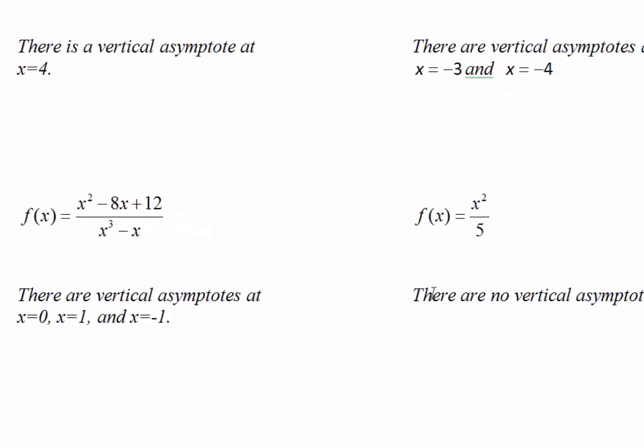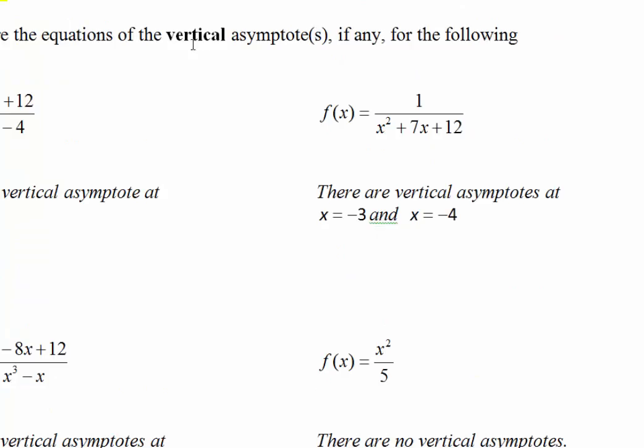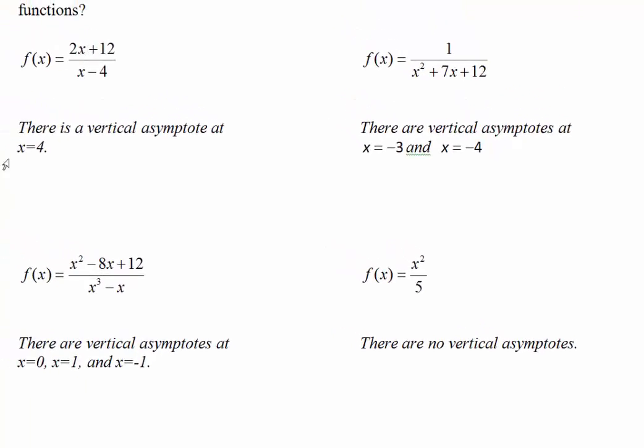And then the last function. The domain for this x squared over 5 was all real numbers. So the equation of the vertical asymptote, well, there are no vertical asymptotes. If there are no exceptions to the domain, then there are no vertical asymptotes. You see, for the other three functions, there was an exception to the domain at x equals 4, at x equals negative 3 and x equals negative 4, and so on. This last one, x squared over 5, is simply a parabola that's really wide. So since there are no exceptions to the domain, there are no vertical asymptotes.